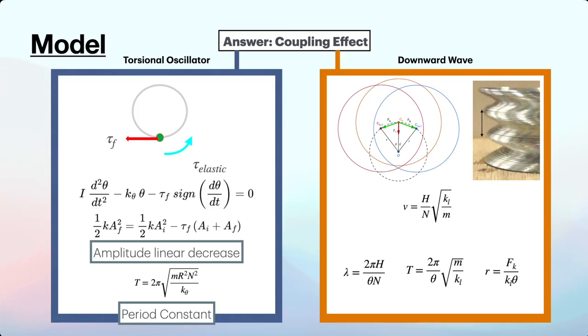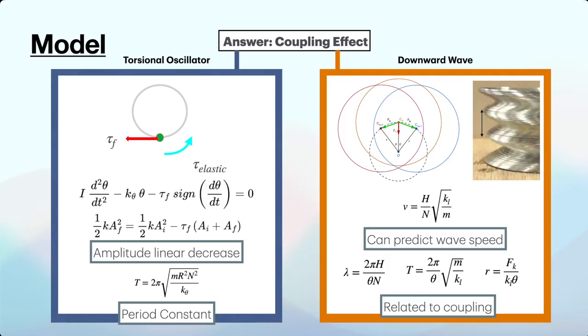Under small deformation and small angle assumptions, each ring can be approximated as moving in circular motion. When projected laterally, this motion becomes simple harmonic motion. The phase delay between neighboring rings then gives rise to a visible traveling lateral wave. Thus, we can predict the wave speed and the wave parameters related to coupling.